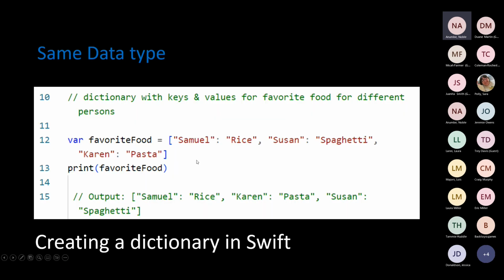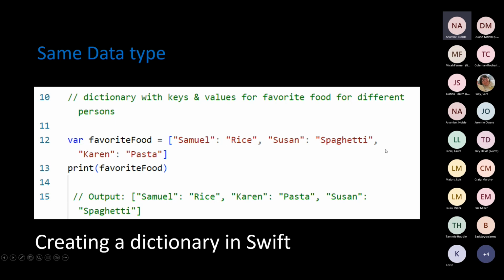So this right here is an example. Notice how this is written, right? You do your dictionary, same thing, almost like it's an array, but the difference is the way you present the data internally. Samuel is linked to rice. Okay, maybe Samuel likes rice, right? Susan likes spaghetti. Karen likes pasta.